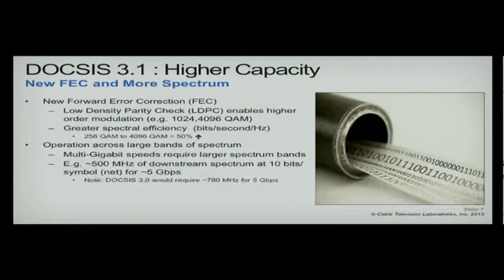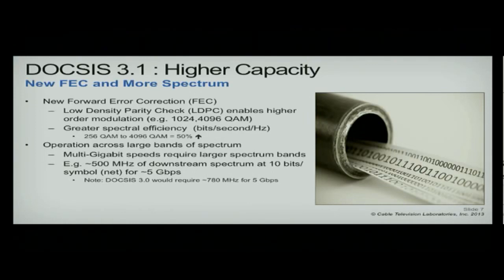So the first goal, higher capacity, how do we enable that? The first one is a new FEC. The previous versions of DOCSIS were using Reed-Solomon. I think finally the technology and the implementations have caught up where LDPC is becoming easier to implement. So low density parity check FEC is a choice for DOCSIS 3.1.